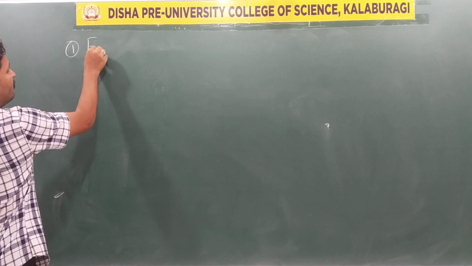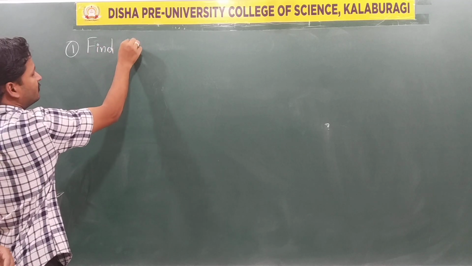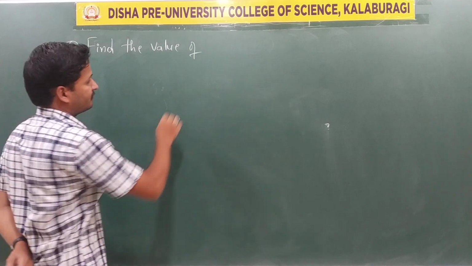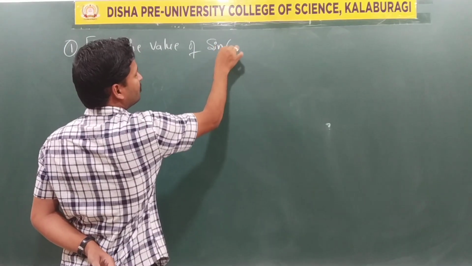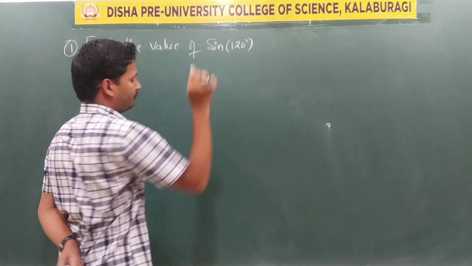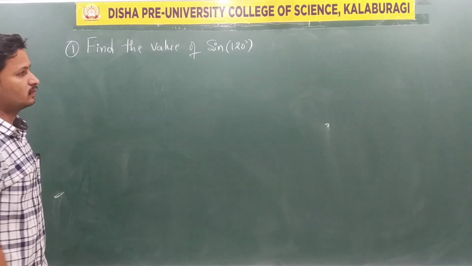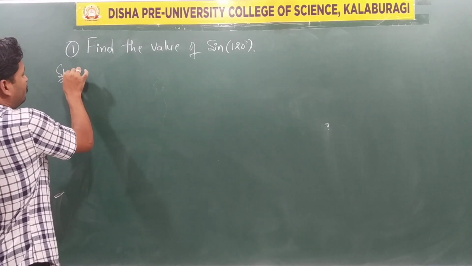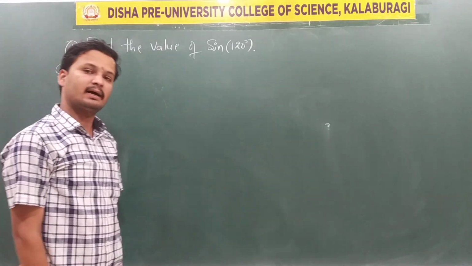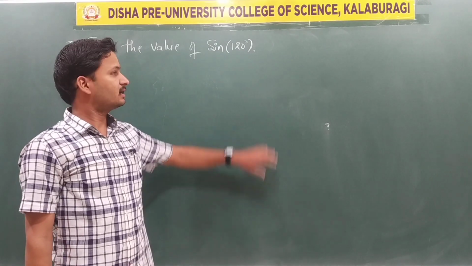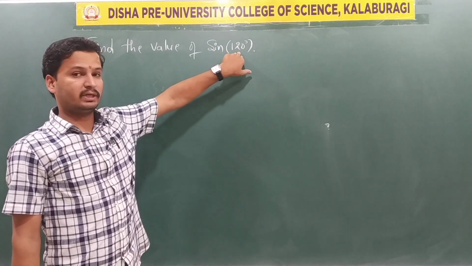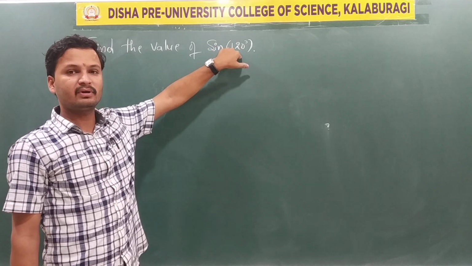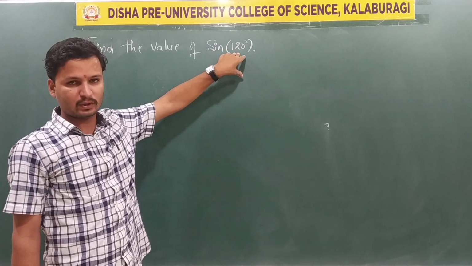Find the value of a trigonometric function, that is sine of 120 degree. Find the value of sine of 120 degree. So how to find the value? By using allied angles. Here we don't know sine 120 degree, so just express this 120 degree as the sum of two angles or the difference of two angles.